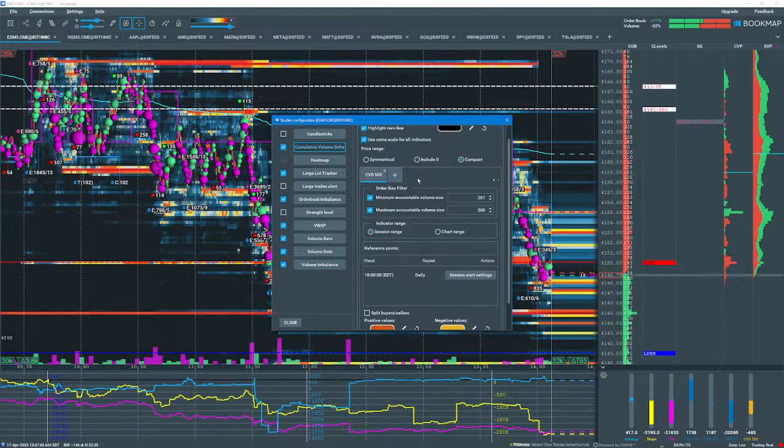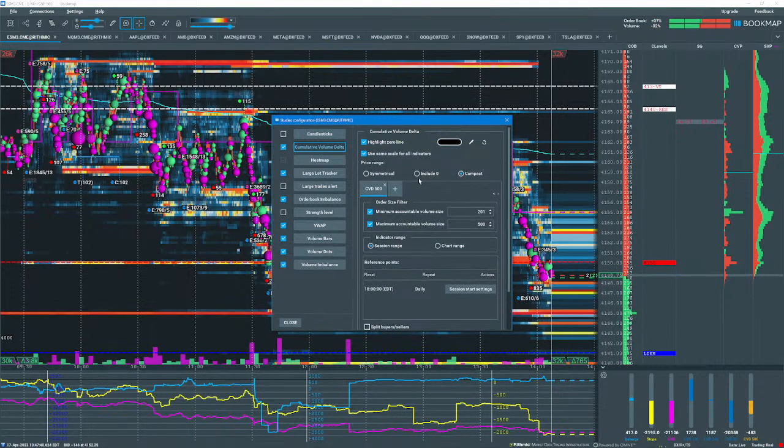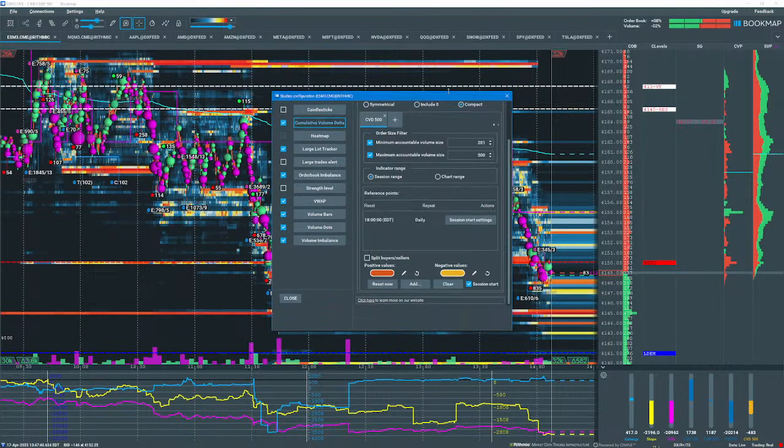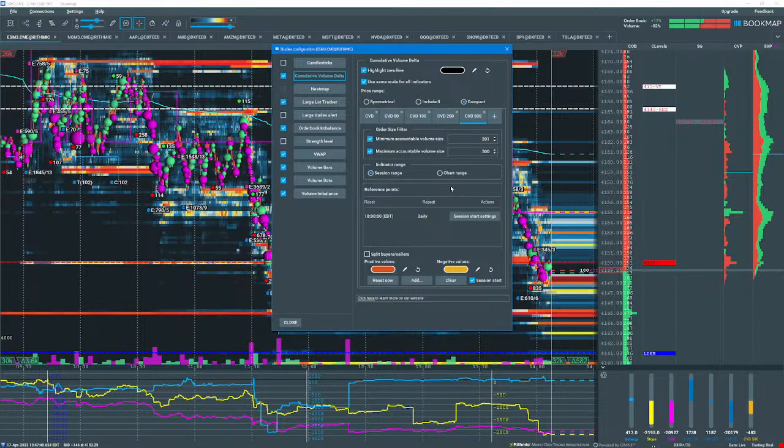Oh, that is... I've got a number of different CVDs. I'm not sure why it's showing this one here. For the standard CVD, let's see, I'm not sure. Oh, here we go. There's CVD.